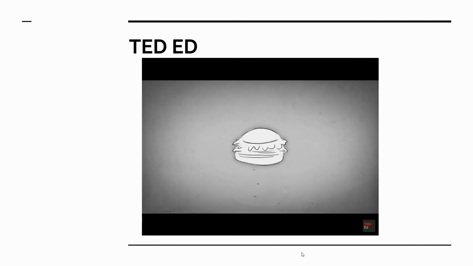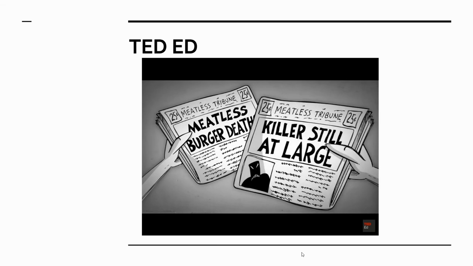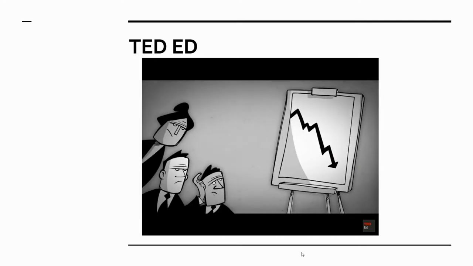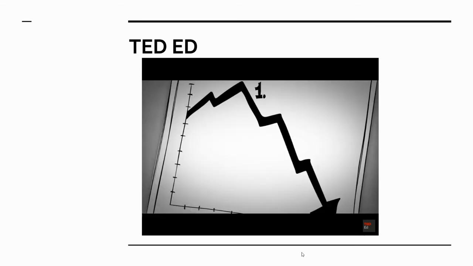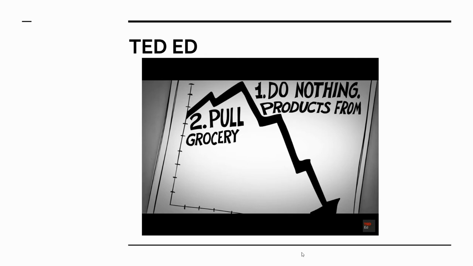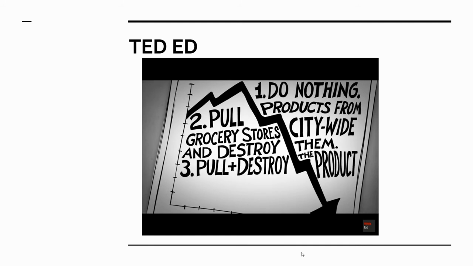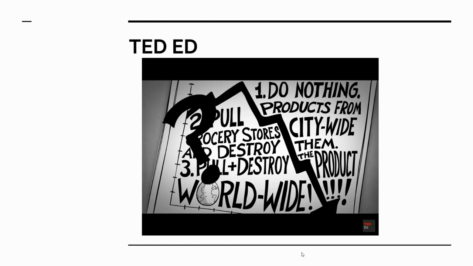The deaths are headline news. The killer is still at large, and sales have plummeted. You must quickly develop a strategy to deal with the crisis. Your team comes up with three options. One, do nothing. Two, pull the products from grocery stores citywide and destroy them. Or three, pull and destroy the product worldwide. Which do you choose?